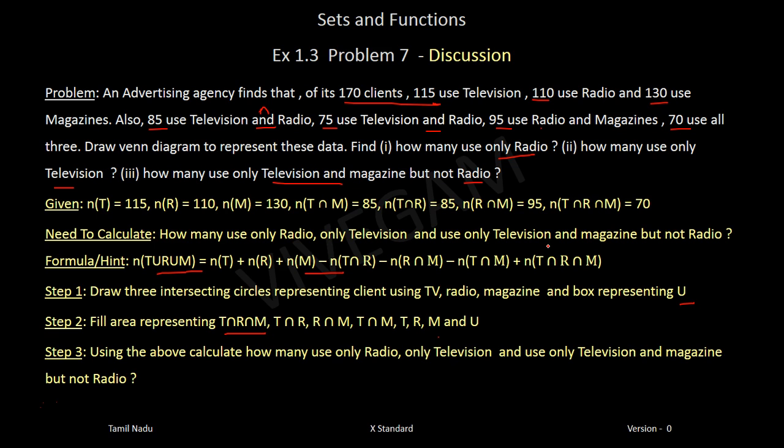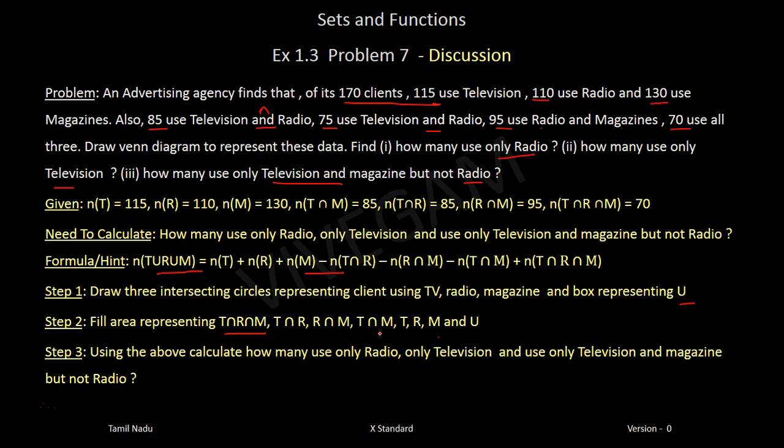Okay, so basically once you fill this, you'll be able to get how much. T intersection R intersection M is 70, right? Now T intersection R has got two parts. One which is common to all three, and then what is left out after subtracting this. T intersection R is 85, so you have to subtract 70. So only T intersection R is 85 minus 70, that is 15. Similarly, you'll have to do it for R intersection M and T intersection M.